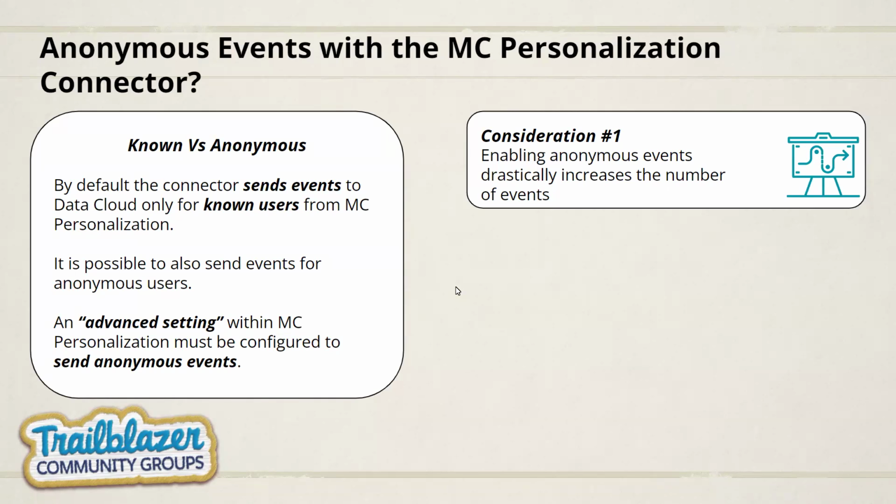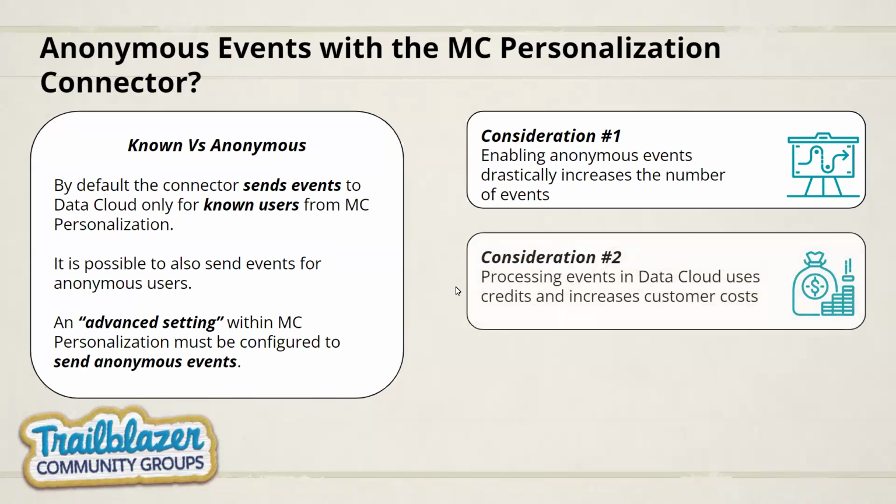Now that same customer could have 6 million users from a traffic perspective on their site monthly. And if we take the difference between the 2 and the 6, you're potentially going to have a lot more data that you might not even be able to action off of within Data Cloud from an anonymous perspective. So keep that in mind. Consideration number 2, I kind of already baked it in. All of that increases costs.